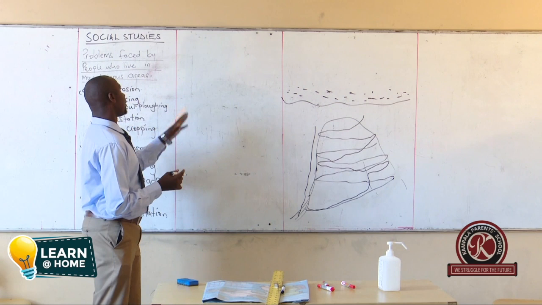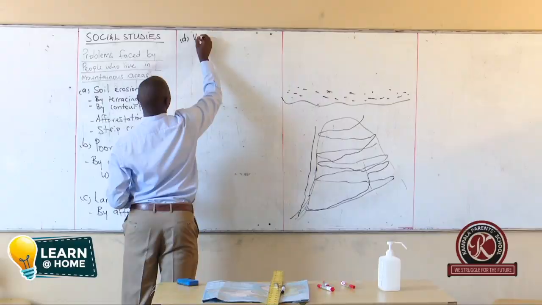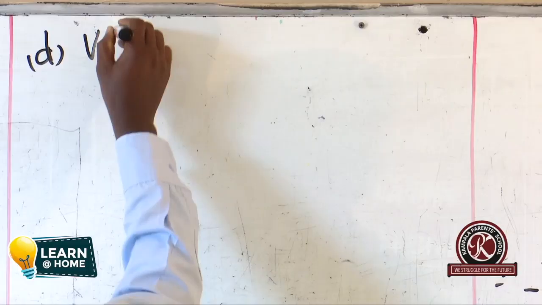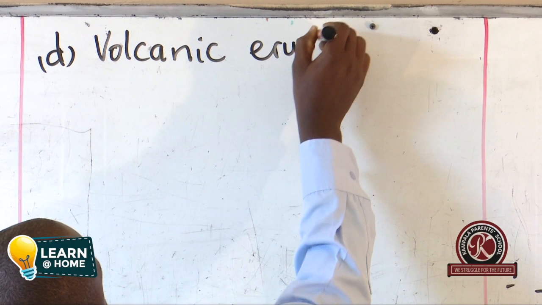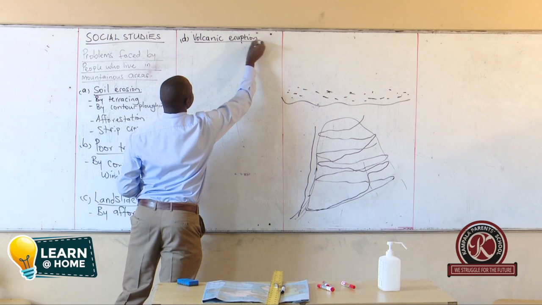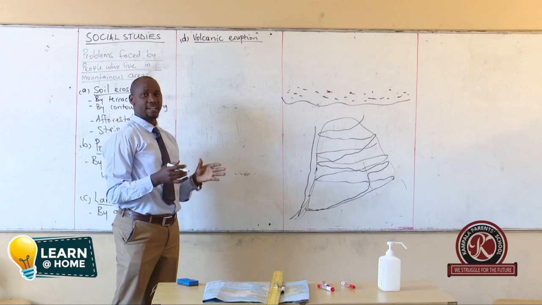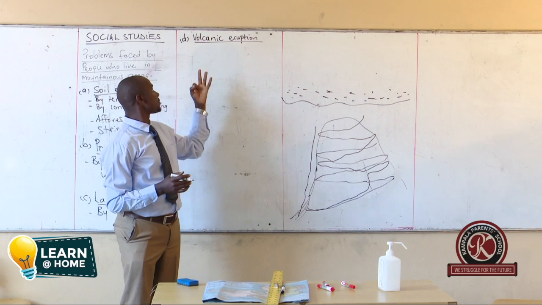So you can go ahead and talk about D, volcanic eruption. There is a problem of volcanic eruption in mountainous areas. How can the problem of volcanic eruption be controlled in mountainous areas? There's no way, because it is nature, so you have to vacate the place. People who are living near active volcanoes that can erupt at any time, you simply have to vacate the place.